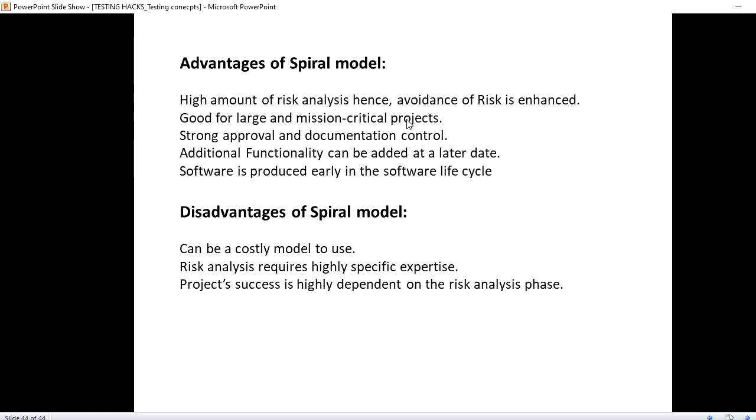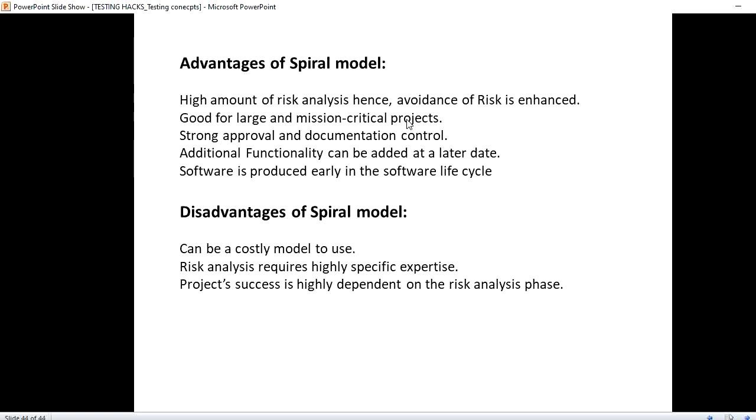A disadvantage of the spiral model is that it can be a costly model to use. It is a little costly, as we have seen that a prototype will be produced and then the development happens, and also the risk analysis should be done. All this requires a lot of manpower; they have to employ a lot of people. Risk analysis requires highly specific expertise, and we cannot simply identify the risks.